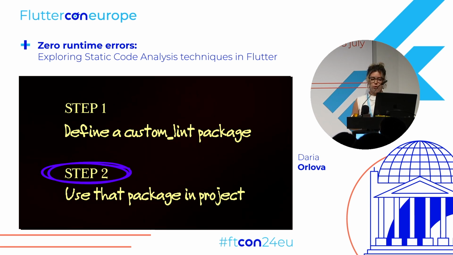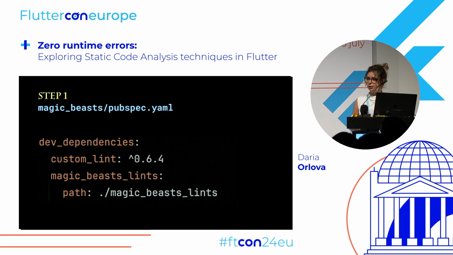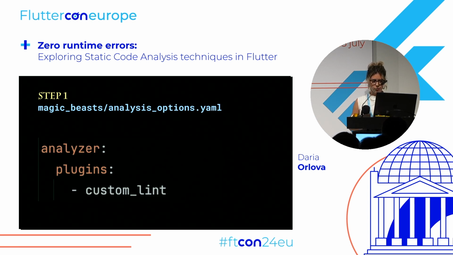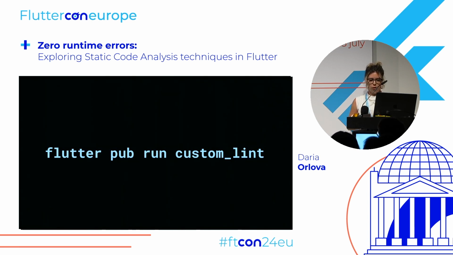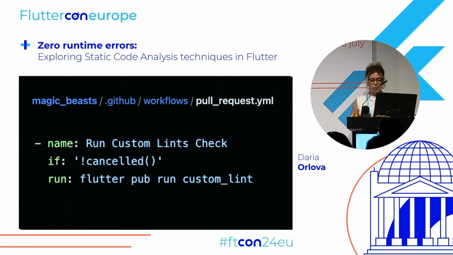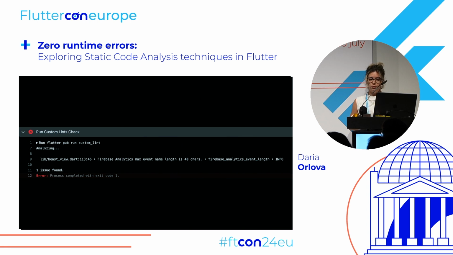So step 2 is to actually use that package in a project, and that is very easy. We need to add dev dependencies on custom lint and also, obviously, a dependency on our own package. And we also need to specify custom lint as a plugin in our analyzer entry in the analysis_options.yaml file. We can then run it in the terminal and in CI and get error reports in the CI, failing our audit workflow, that the Firebase Analytics event name length is more than 40 characters.